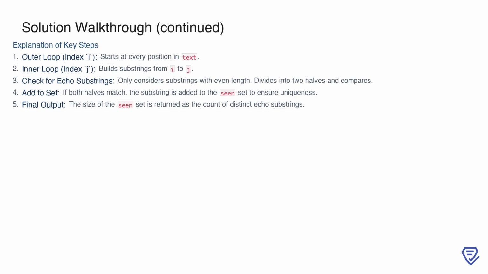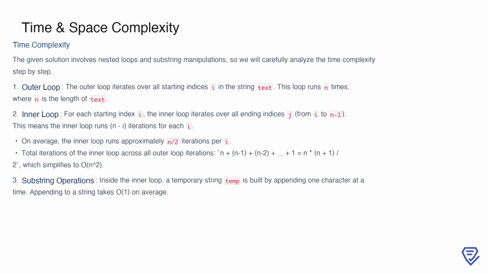To analyze the time complexity of our solution, we need to break it down step by step. First, we have the outer loop, which iterates through all starting indices i in the string text. Since there are n characters in the string, this loop runs n times.